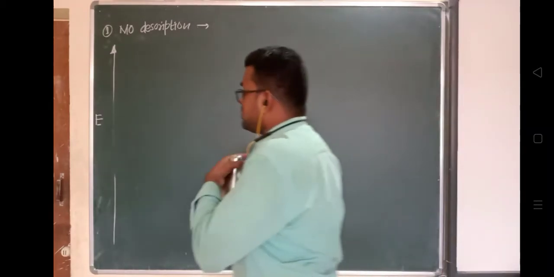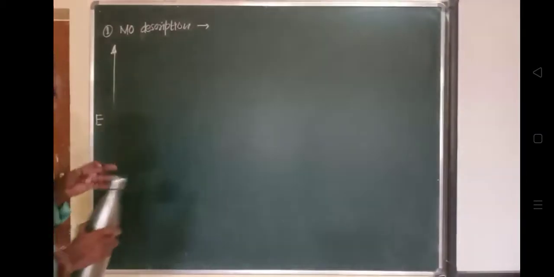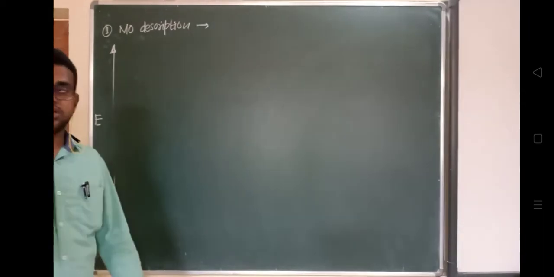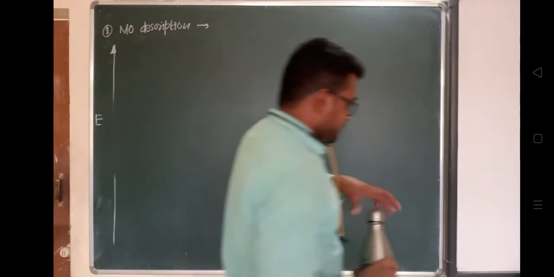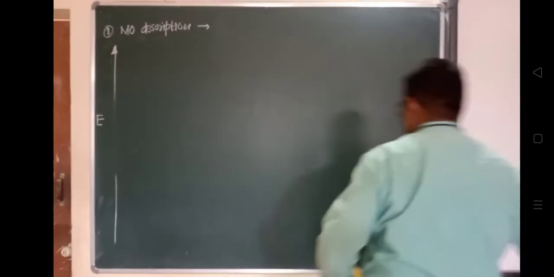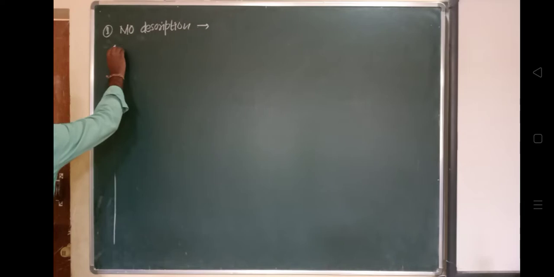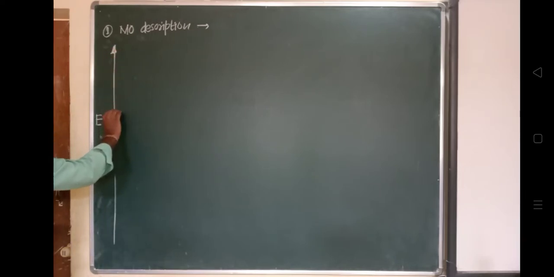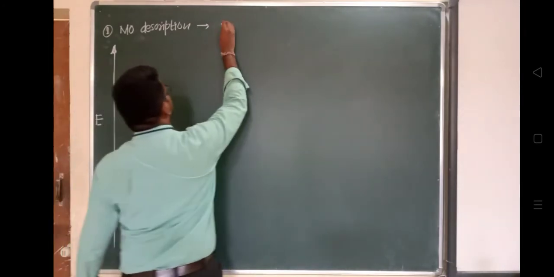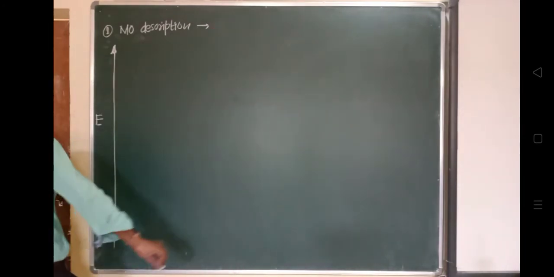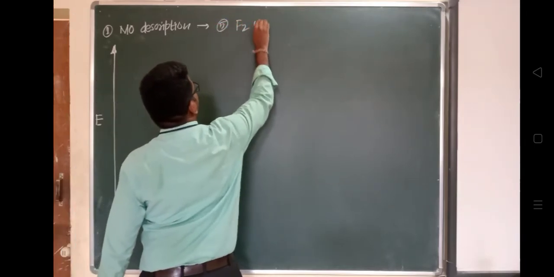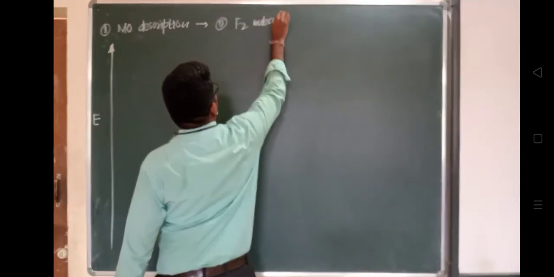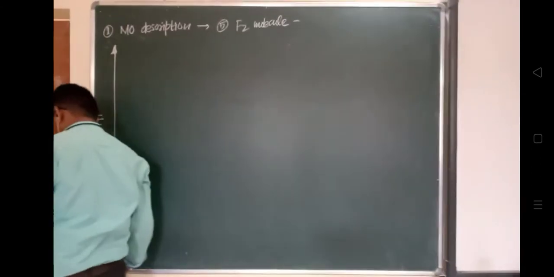Now we'll say for the fluorine atom. The fluorine atom has a total of 9 electrons. This is the increasing order of the energy level, which is shown on the left side. This is our fifth molecule, the F2 molecule. So, the fluorine atom.